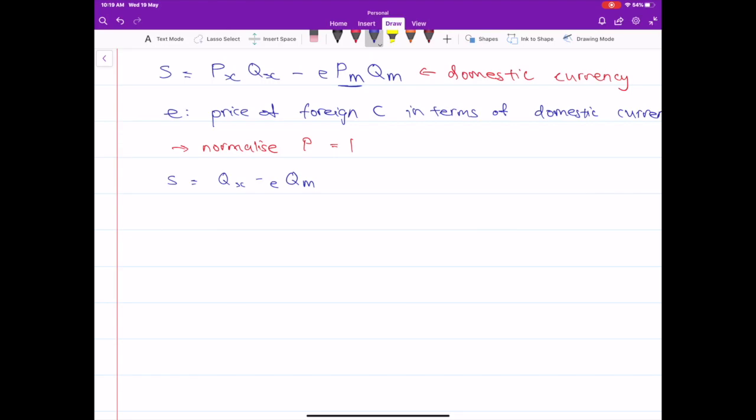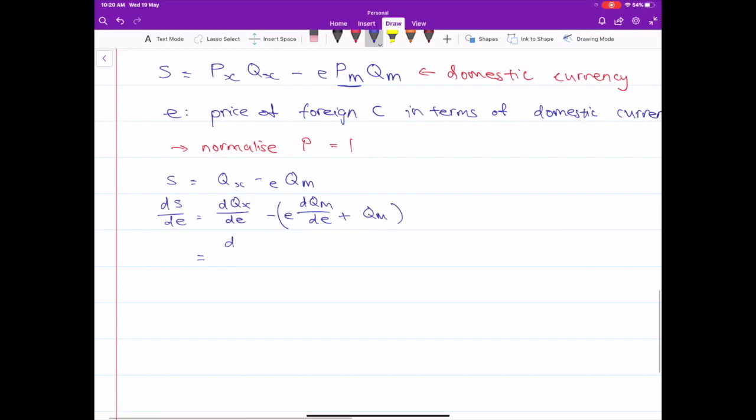So to do this, we have to differentiate our surplus with respect to the exchange rate, so dS/dE. So when we differentiate this, we get dQX over dE minus, for this term EQM, we need to apply the product rule. And what you get is E dQM over dE plus QM. And we expand out the bracket, we get dQX over dE minus E dQM over dE minus QM.